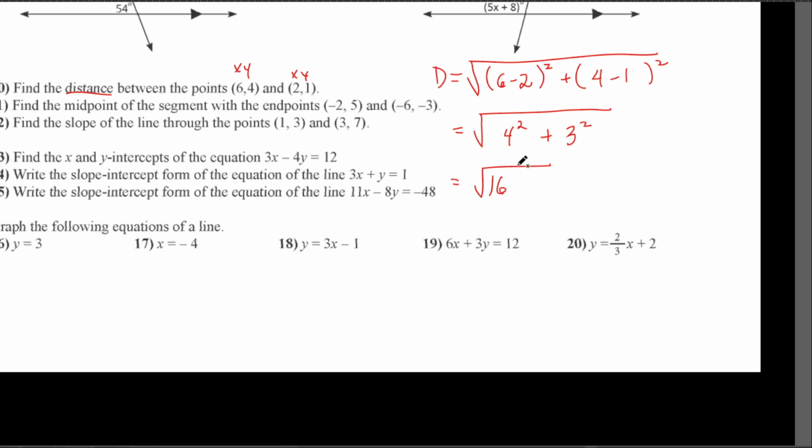4 times 4, which is 16. Plus 3 squared. What's 3 squared? 3 times 3, which is 9. Okay? That's easy too, isn't it? I'm not just saying it. It really is.